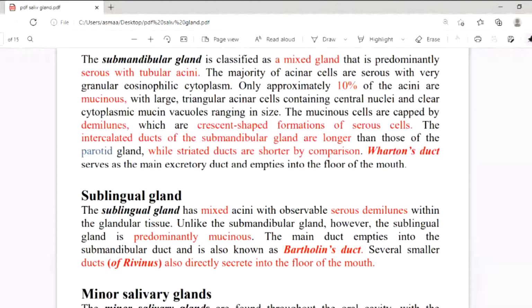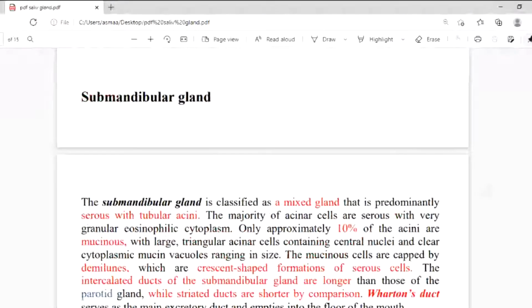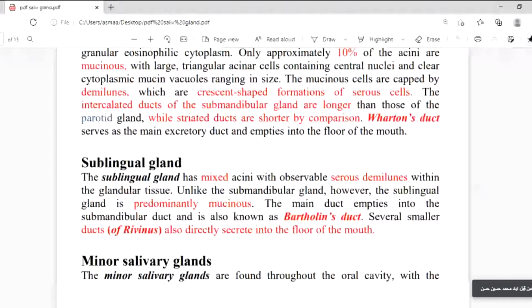The intercalated ducts of the submandibular gland are longer than those of the parotid gland. This is the difference between the intercalated ducts of the parotid and submandibular glands. Those in the submandibular are longer than those of the parotid, while striated ducts are shorter by comparison. Wharton's duct serves as the main excretory duct and empties into the floor of the mouth. Going back to the duct of the parotid gland, we call it Stensen's duct, but the duct of the submandibular is called Wharton's duct.